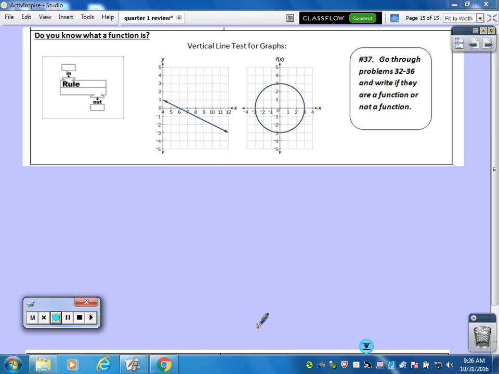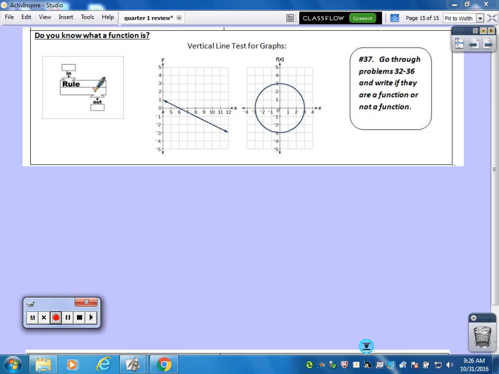Alright, the last section on your study guide talks all about functions. We've really got two things here. We've got it when it's given to you as coordinates or as a table or mappings, and that's where you're going to follow a rule right here. If it's given to you as a graph, make sure you use that vertical line test.